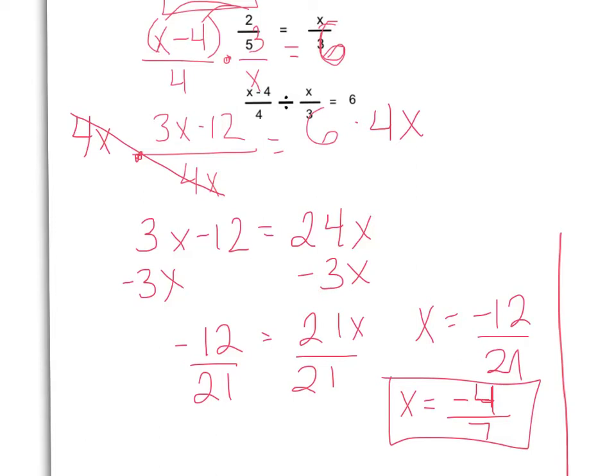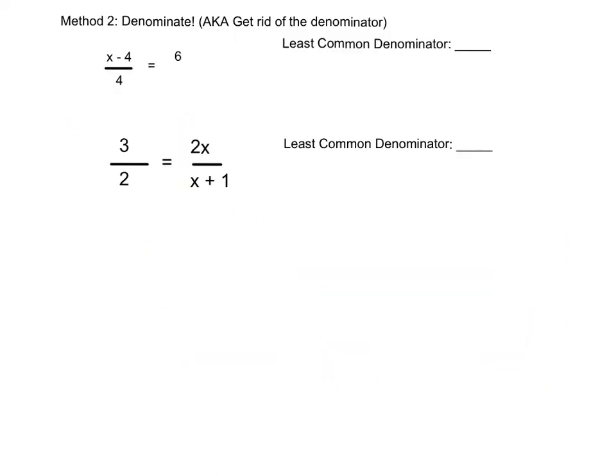Alright. Let's talk method 2. Method 2, I call it the denominating method because it is kind of awesome. And I kind of just learned how to do it, and I'm going to share it with you. Okay? Here's how you do it. You find the least common denominator of the entire equation. So this one's going to be easy. Since we have a 1 and a 4, my least common denominator would just be 4, because that is the smallest thing that I can get.